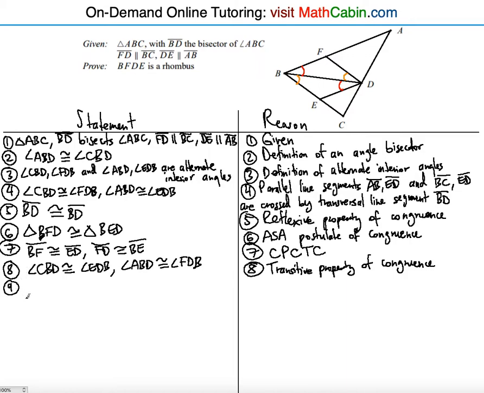Now, the next part is to see that as a result of these base angles being equal in each of these triangles, then BF is congruent to FD. Okay, BF is congruent to FD. And also we have to say BE is going to be congruent to ED. Okay, so BE is congruent to ED, the one next to it, the side.